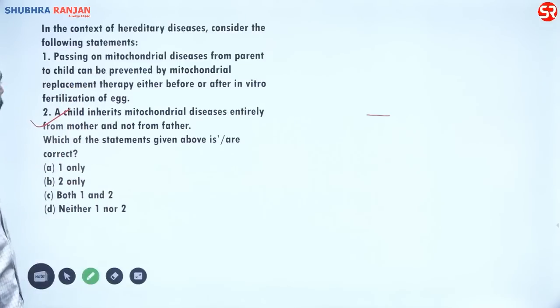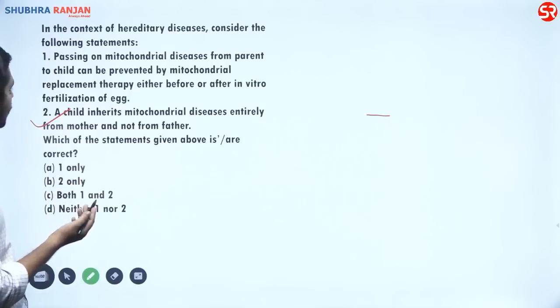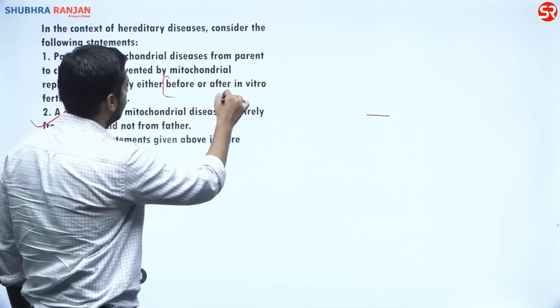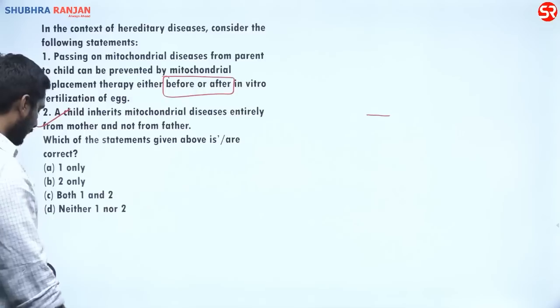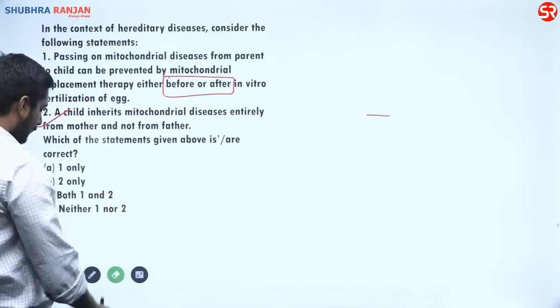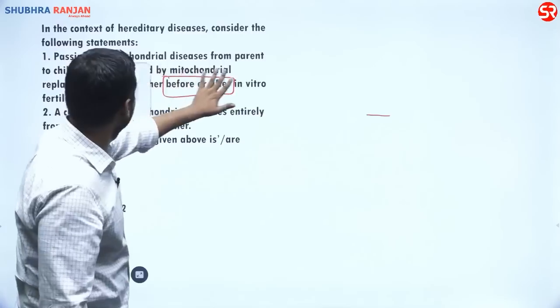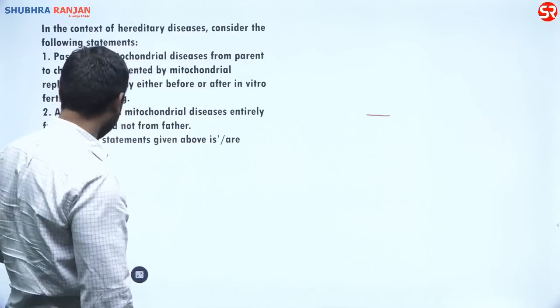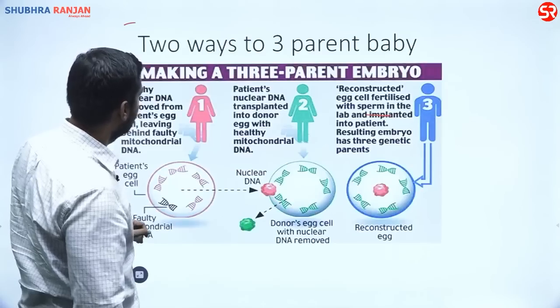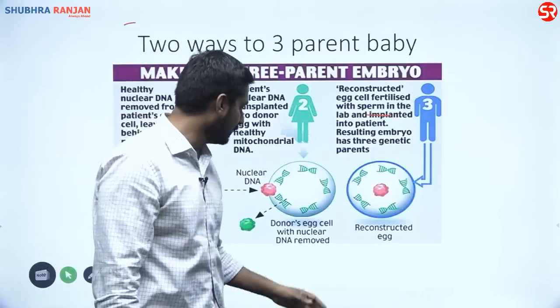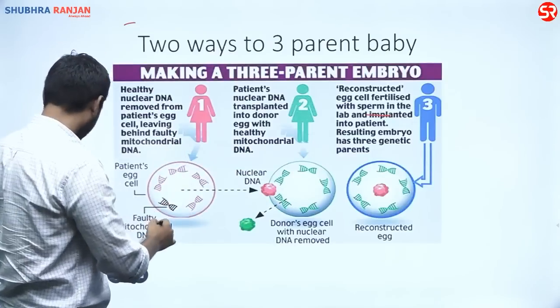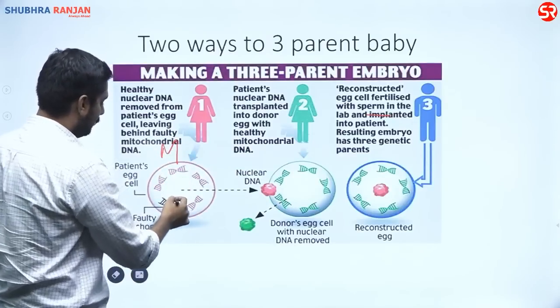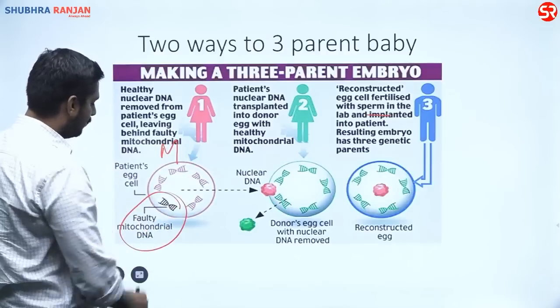Passing on mitochondrial disease from parent to child can be prevented by mitochondrial replacement therapy, either before or after in vitro fertilization of the egg. Now we'll have to look into how a three-parent baby is born. So there are two ways of doing that. In the first case, this is the mother. Now these are the faulty mitochondrial DNA.